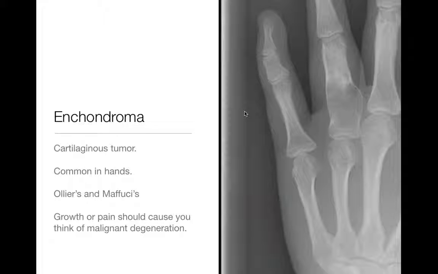Often in the hands, they don't have any chondroid matrix. They may, but it's not as common, whereas the ones you see in the long bones are almost always going to have the typical kind of delicate chondroid matrix you see.